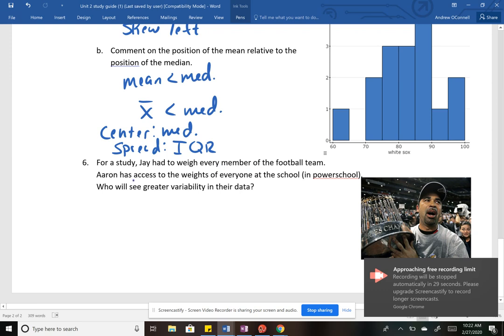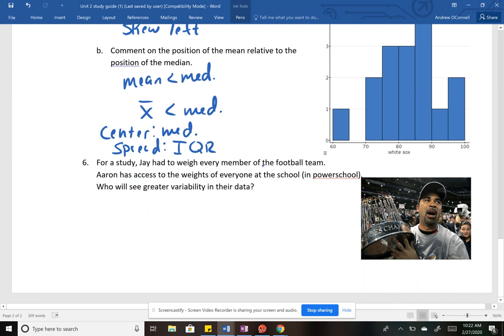And it definitely should be the weights of everybody as opposed to just the football team. You'll expect a lot more heavier people in the football team than the weights of everybody at the school. So variability, you should definitely think everyone.